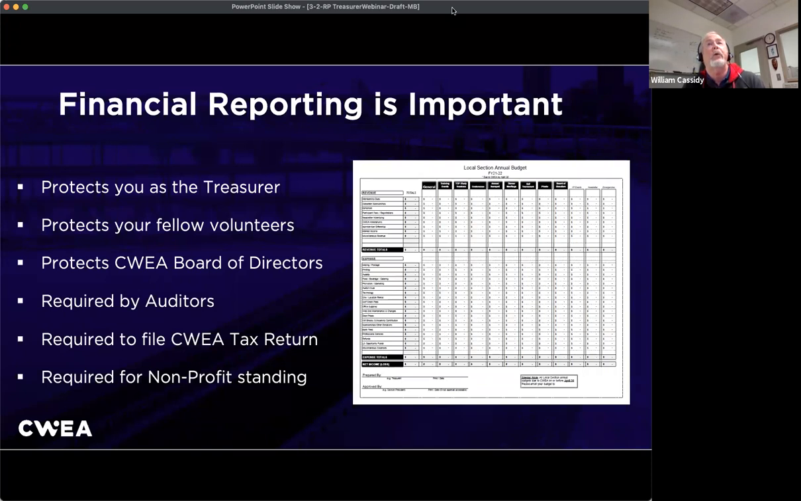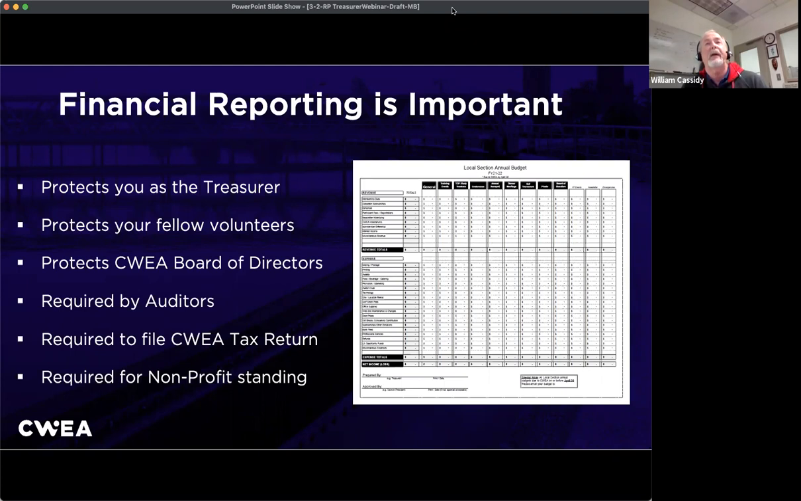Here, financial reporting is important. As you can see there, for those of you who have been a treasurer already for a year or several years, and those of you who are new, CWA provides you a template for your reports and for your budget. It protects you as treasurer, and it gives you a standard format to help with building your local section's budget.